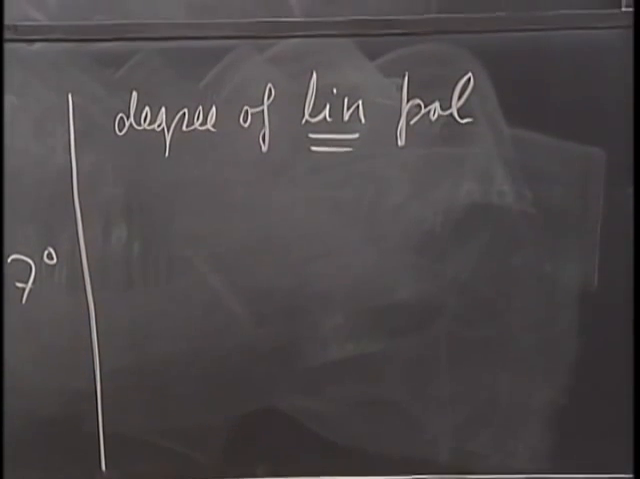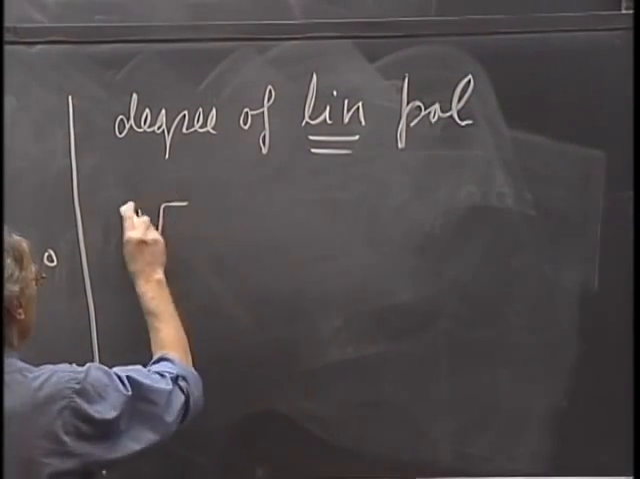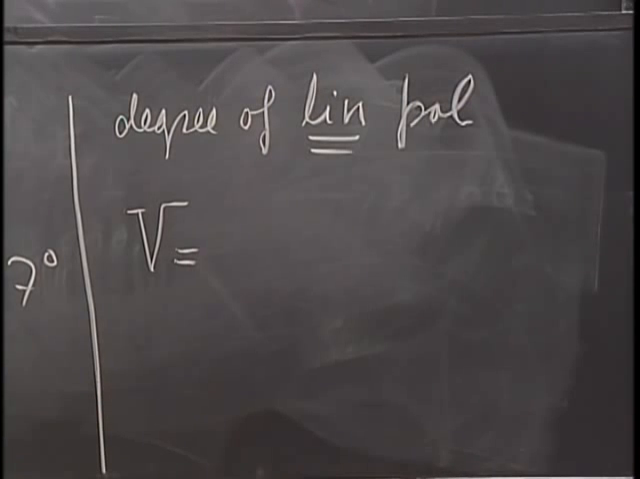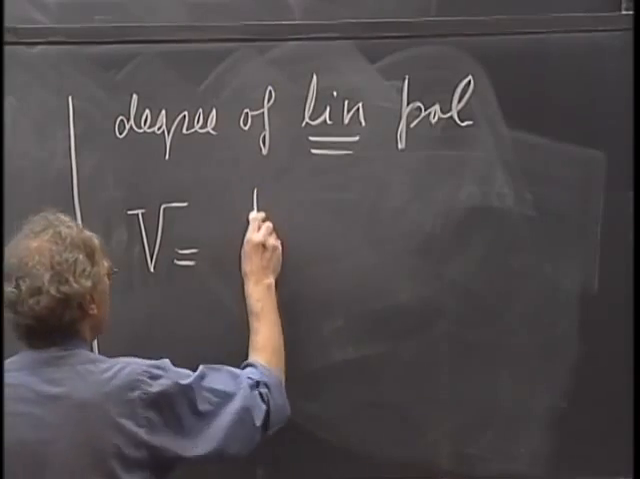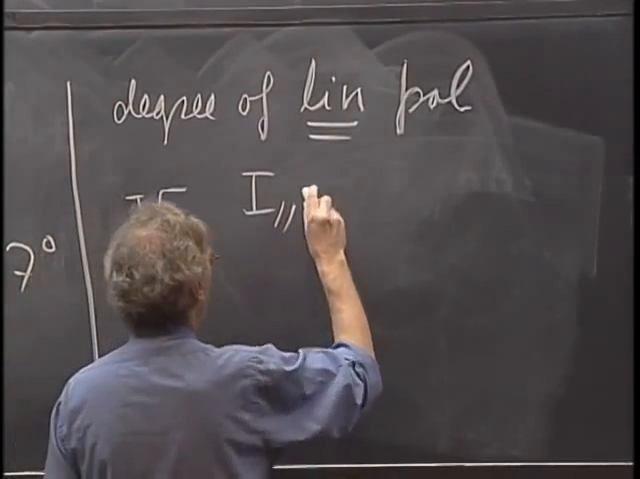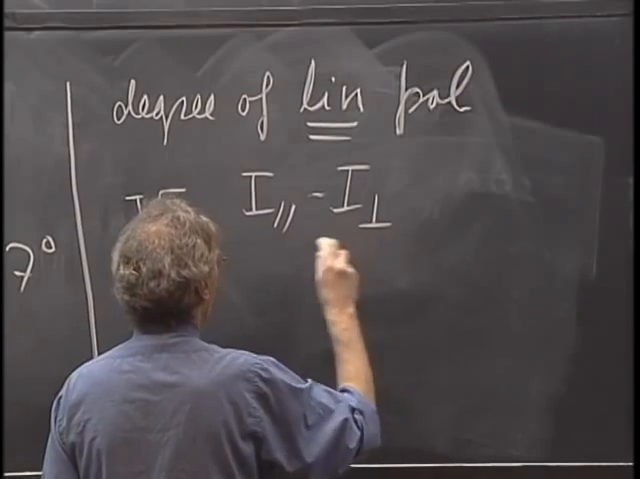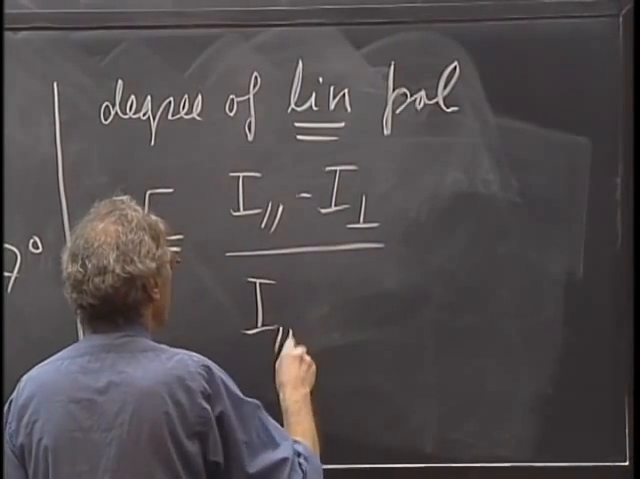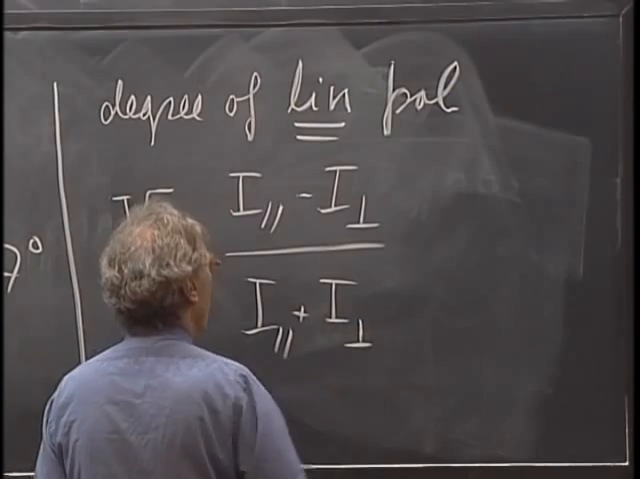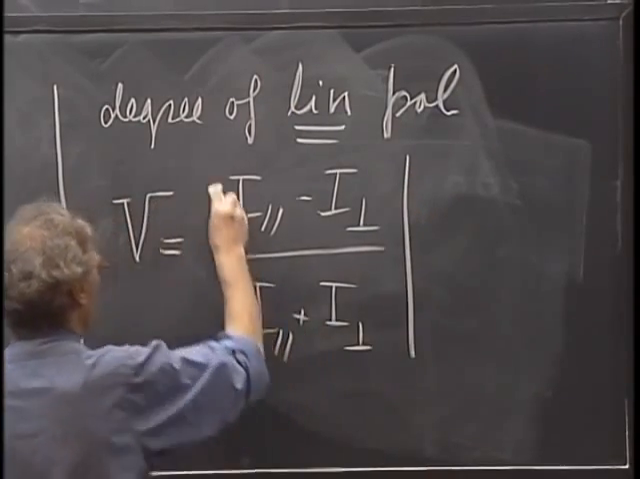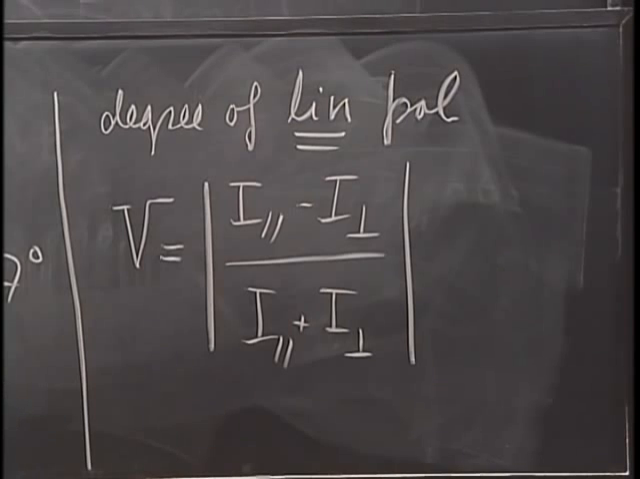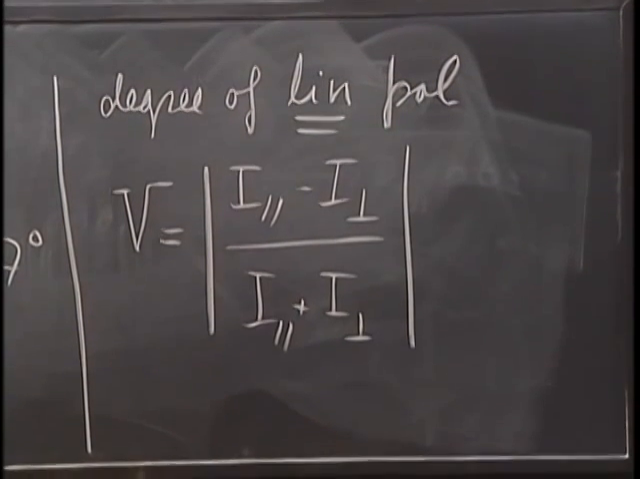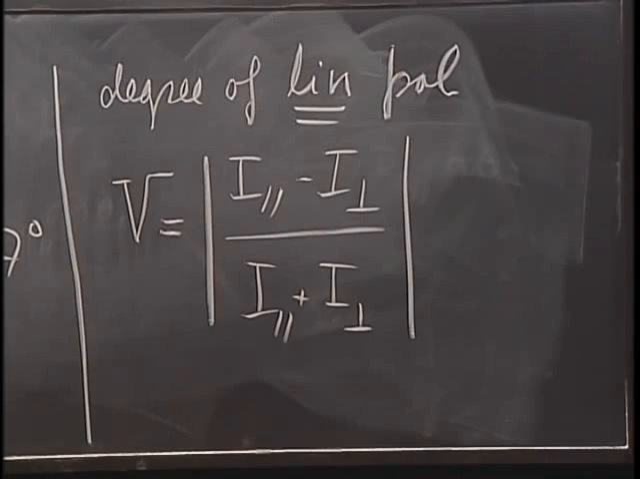And I will define that for you. I give it a capital letter V. I don't think that's universal. I just gave it the letter V. It's the degree of polarization. And I define that as the intensity of the parallel component minus the intensity of the perpendicular component divided by the intensity of the parallel component plus the intensity of the perpendicular component. And I take the absolute value. This number can be anywhere from 0 to 1. If it is 0, it's totally unpolarized. And if it is 1, then it is 100% linearly polarized.